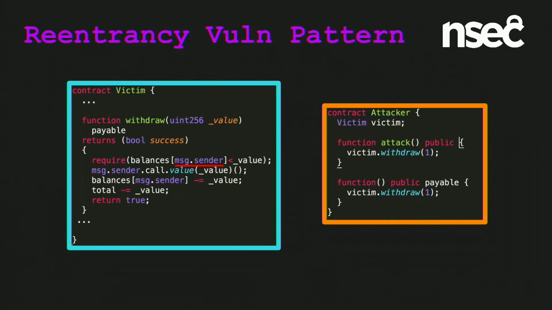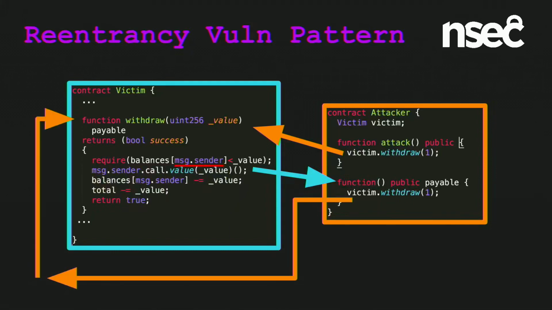I'm the attacker, or I will call the attacker contract. It's going to call to the victim. The victim is going to send the ether to me as requested, and as mentioned, that's going to trigger the fallback function, and then the fallback function calls the victim's withdraw function. And so those orange arrows are both pointing to the withdraw function. So we do it again.